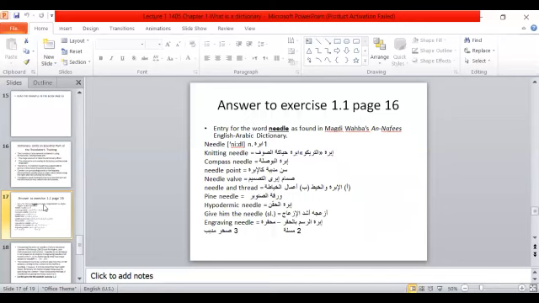Knitting needle, إبرة التريكو. Compass needle, إبرة البوصلة. Needle point سن مدببة كالإبرة. Needle valve صمام إبري التصميم. Needle and thread أعمال الخياطة أو الإبرة والخيط. Pine needle ورقة الصنوبر. Hypodermic needle إبرة الحقن. Give him the needle أزعجه أشد الإزعاج and it is slang.